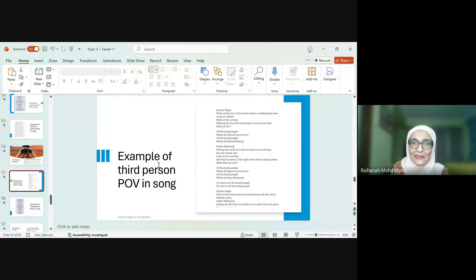For instance, this song by the Beatles, Eleanor Rigby, talks about Eleanor Rigby and captures her story, but we don't really know what goes through Eleanor Rigby's mind, right? So this is a more objective third person point of view.